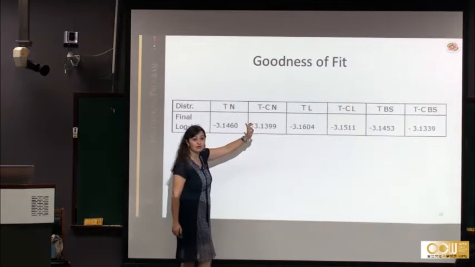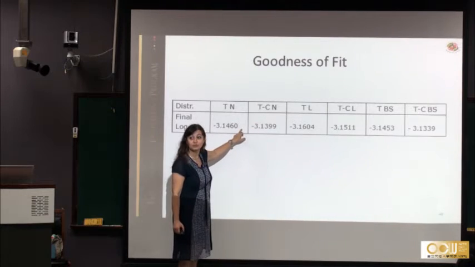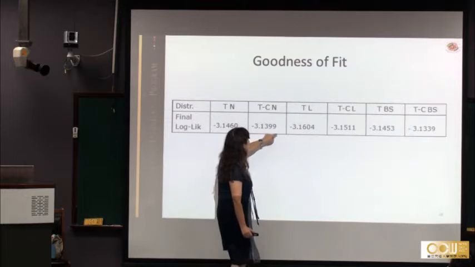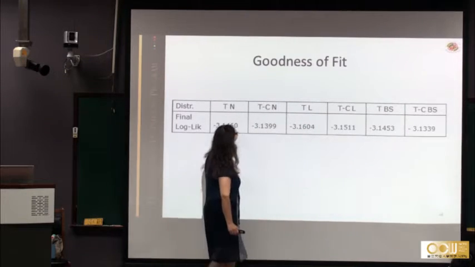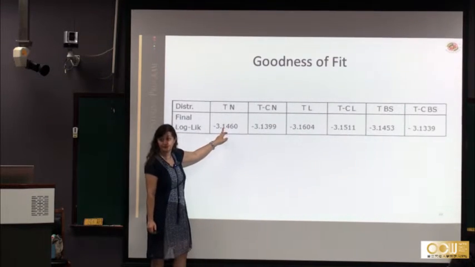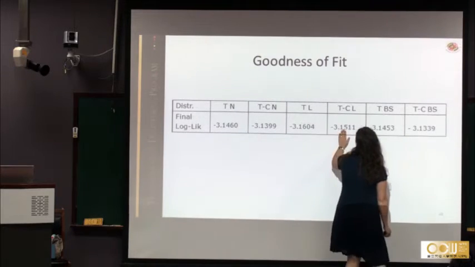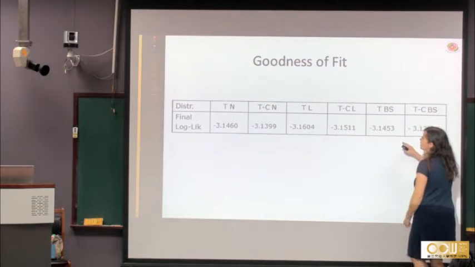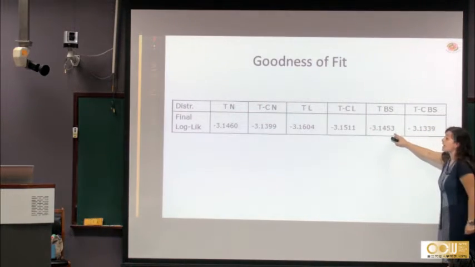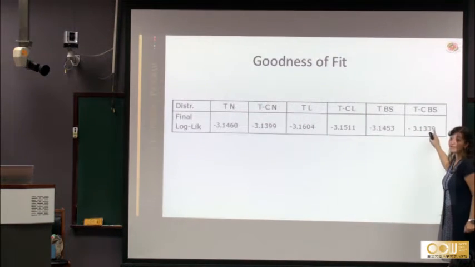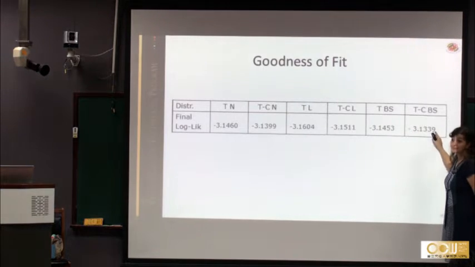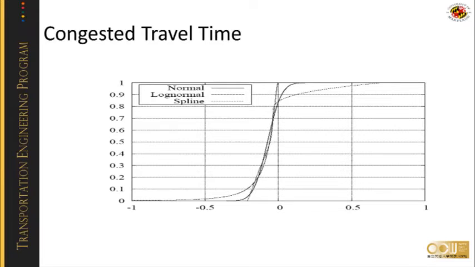This is individual log likelihood. That's why it's so low. You need to multiply this number by the number of individuals. Log normal was worse than normal. Time and cost log normal again was not that good, but you see that the B-spline always gave better results. These were the distributions.